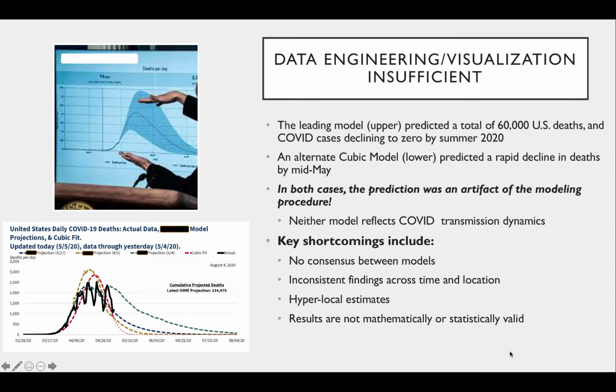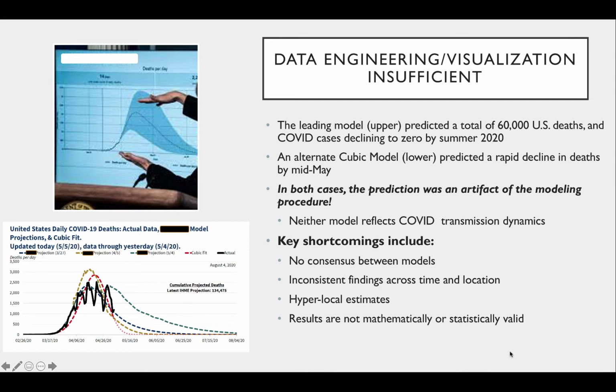When the disease began, if you may recall, think back some months ago, we learned that data engineering and visualization efforts are insufficient. So the leading model that was presented in the U.S., and you see in the upper picture here, predicted a total of 60,000 U.S. deaths with the COVID cases declining to zero by the summer of 2020. Clearly, that did not happen.